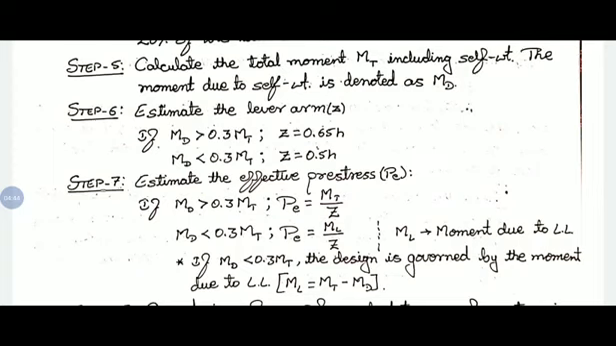Next, estimation of effective pre-stress. What should be the effective pre-stress we need to apply for the particular section? If the dead load moment is more than 30% of the total moment, then we use MT by Z. If it is less than 30%, ML by Z. So if the dead load is more than 30%, we consider the total moment. If the dead load moment is less than 30% of the total moment, we consider only the live load moment.